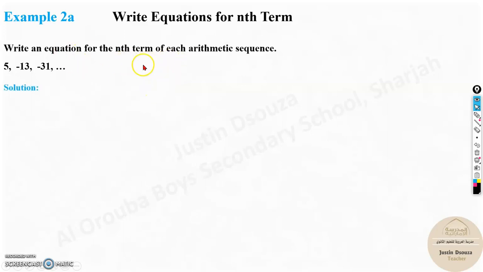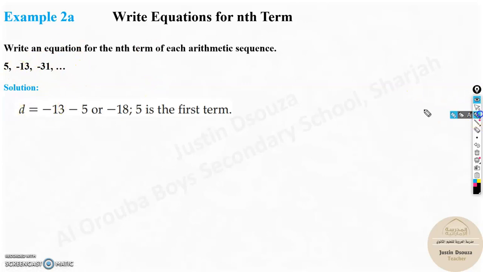Did they mention nth term, like fifth or sixth? No, it's not mentioned over here. So what we do is first find the d. d is minus 13 minus 5. You do not need to do it for all these terms. Just one of the terms is enough.